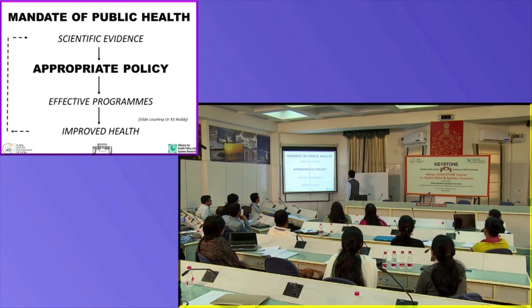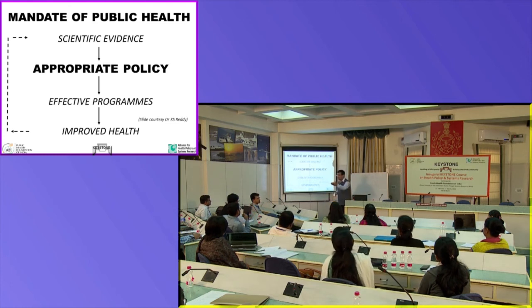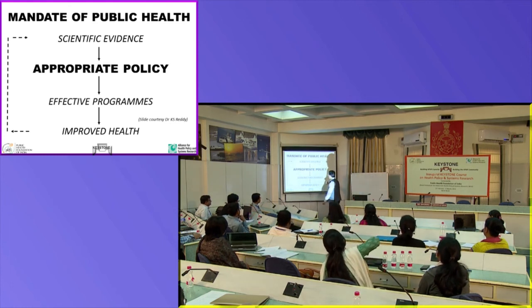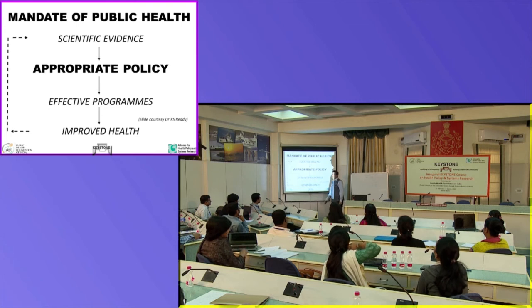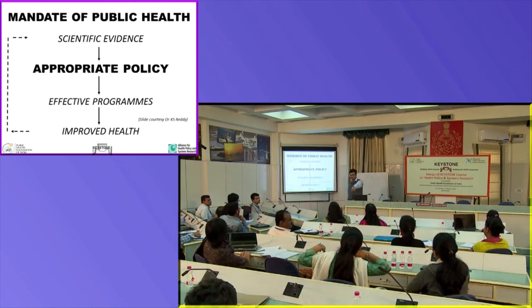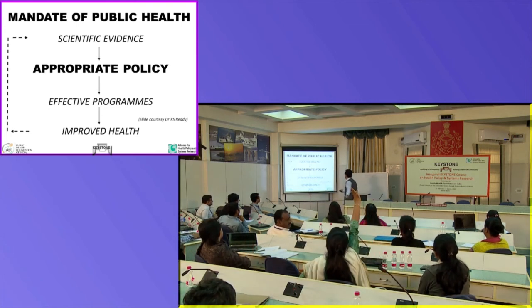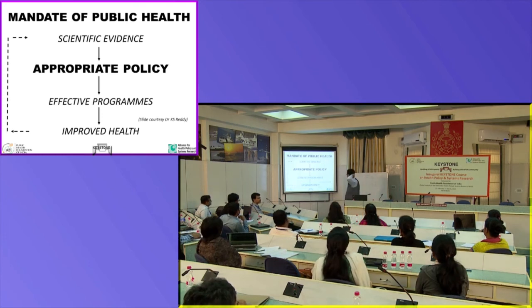So she's saying that uptake of evidence for policy is the weakest link in the chain. Anybody else? Appropriate policy to effective policy to program. Okay, anybody else? Policy to program. The feedback loop. Okay. Improved health to scientific evidence. Okay, so the creation of scientific evidence about improved health. Okay, so we already have very contrasting views on what is the weakest link in the chain.